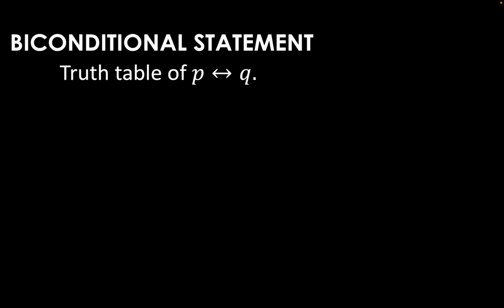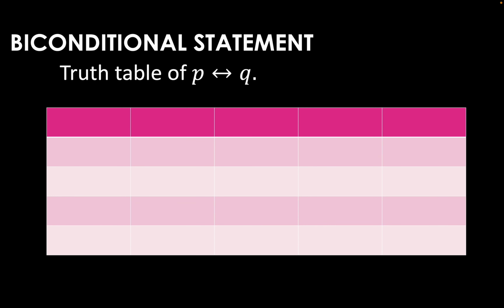So let's try to construct a truth table of P if and only if Q, or P double implies Q. We have two propositions, P and Q. For the P statement, we have true, true, false, false. And our Q statement, true, false, true, false.